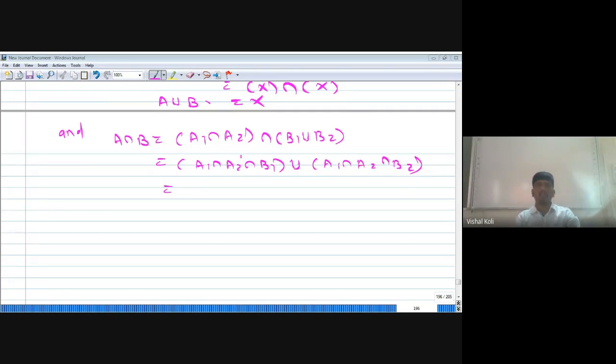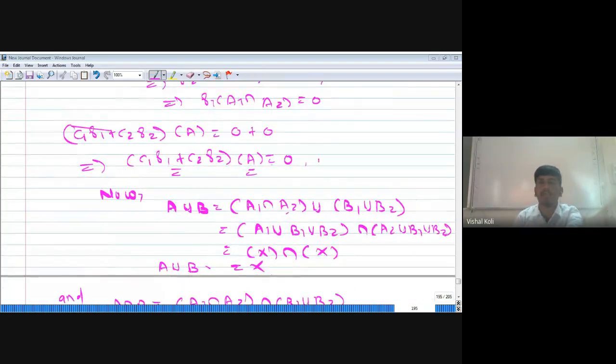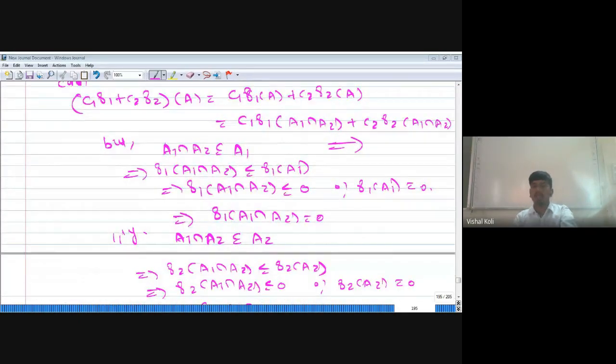Okay, so this one is, but as A1 and B1 are two disjoint sets, then A1 intersection B1 will be empty, and empty intersection A2 is empty, union again A2 intersection B2, as they are two disjoint sets, then A2 intersection B2 equal to empty and empty intersection A1 is empty, so which is equal to empty. So here we get two sets A and B such that A union B equal to X and they are disjoint, that is its intersection will be equal to empty, and C1 gamma 1 plus C2 gamma 2 of A equal to 0 and measure of B equal to 0, then it holds the definition of mutually singular measures.